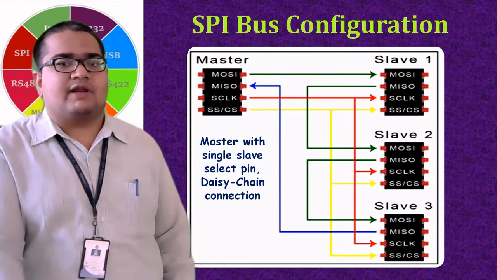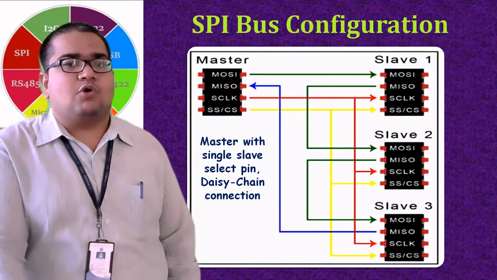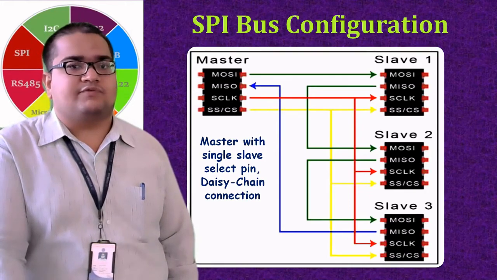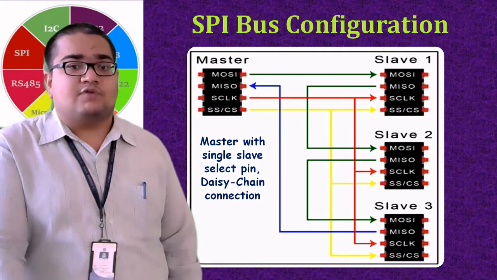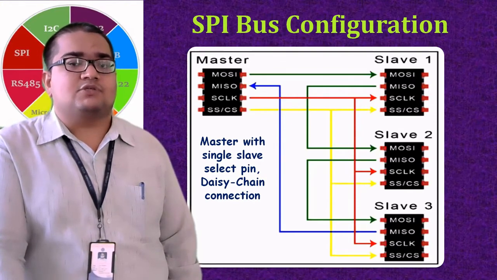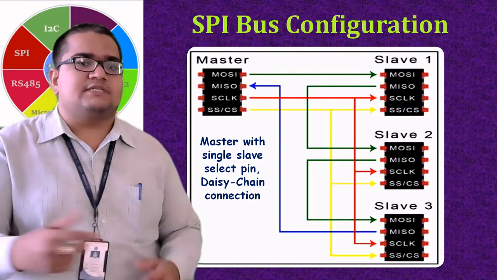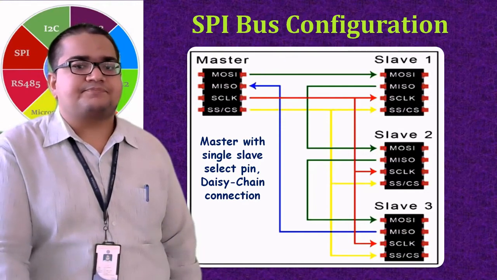So how is MISO taken care of? You can check it out. MISO of the first slave is connected to the MOSI of the second slave. MISO of the second slave is connected to the MOSI of the third slave, and MISO of the third slave is connected to the MISO of the master. So it is a chained type of communication here.